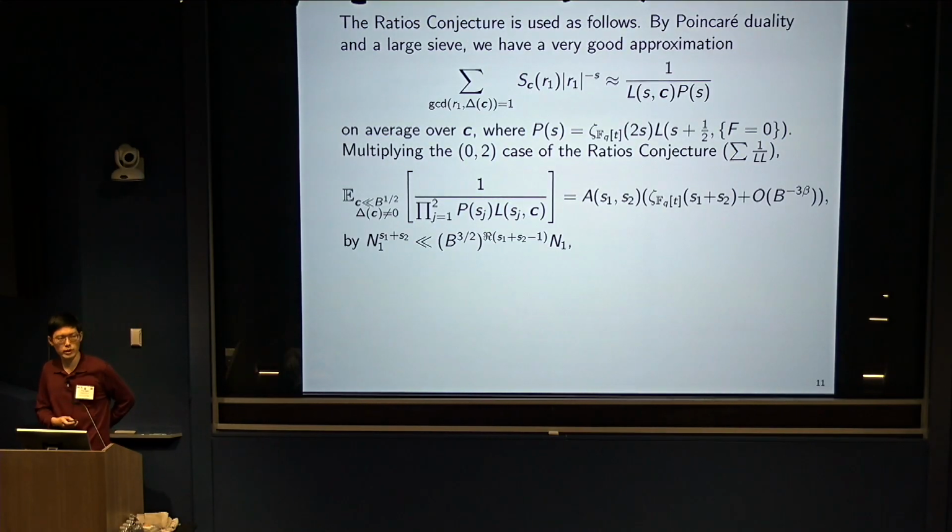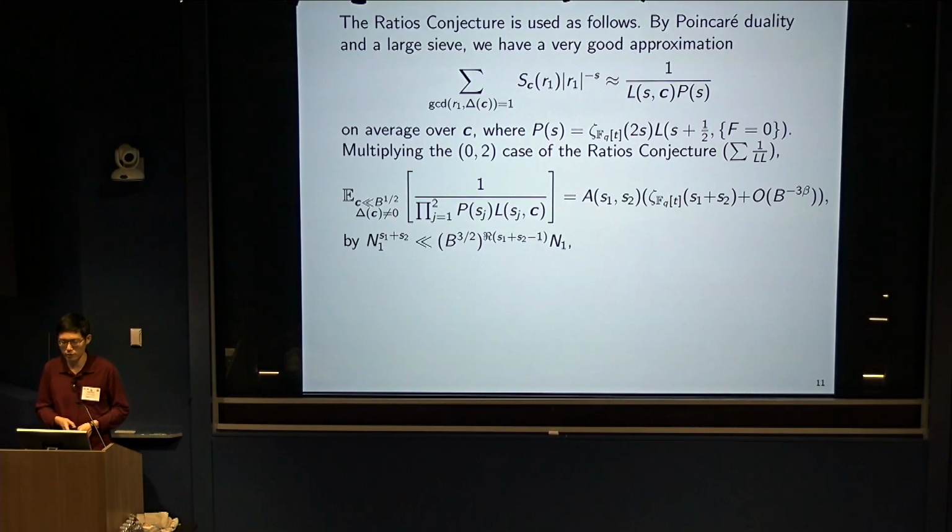So the ratios conjecture is used as follows. We had the sum over good moduli, and its Dirichlet series can be well approximated by something. Now we want something that's not just a good approximation for real part of s bigger than 1/2, but even on or a little bit to the left of the critical line. So we need not just 1/L, but also some polar factor, say P of s, which is essentially some product of zeta functions near the line 1. So you can prove that there's a good approximation of this form.